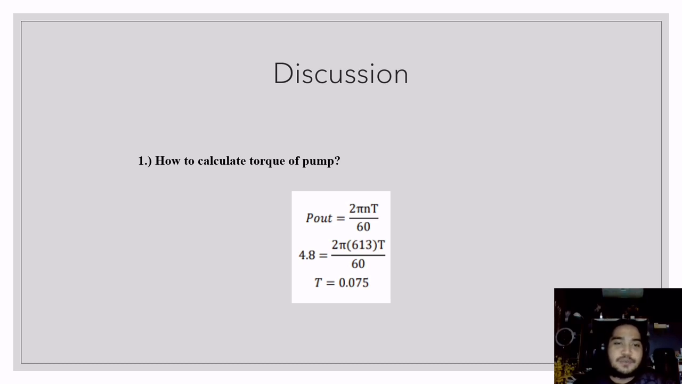The first question is how to calculate the torque. We use the formula P out is equal to 2 pi N T divided by 60, where N represents the rotational speed. Based on table 1, the highest speed is 613, which delivers the power output of 4.8. By simply substituting into the formula, we obtain the value of 0.05.